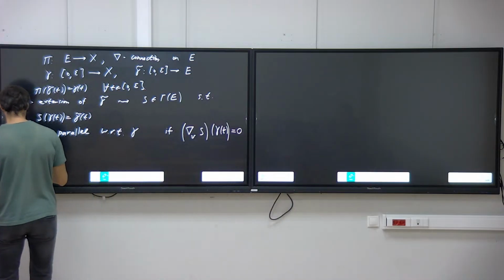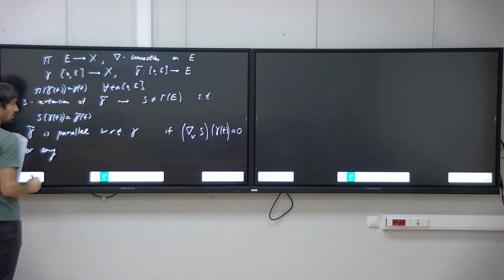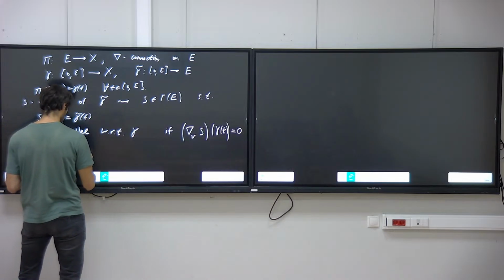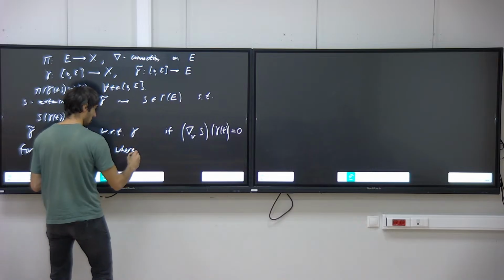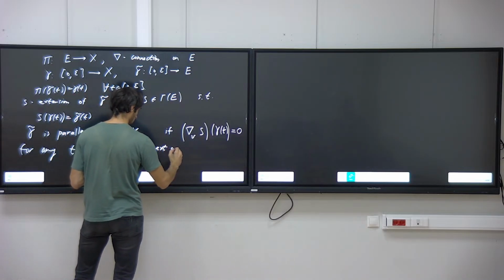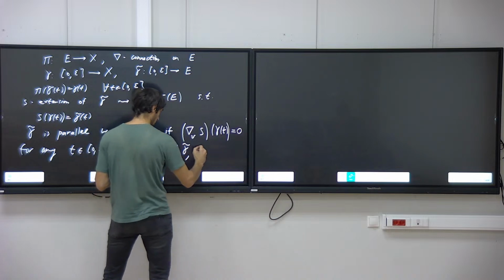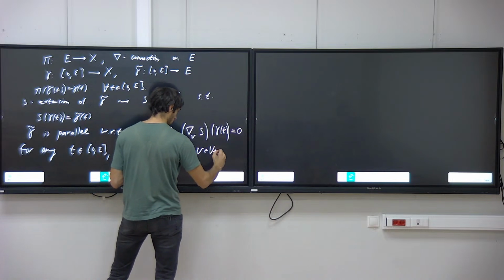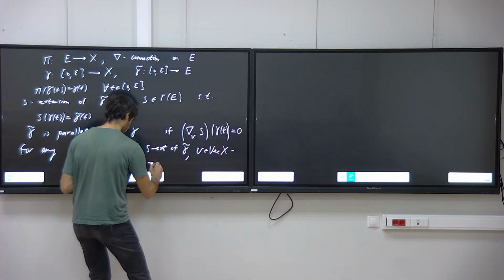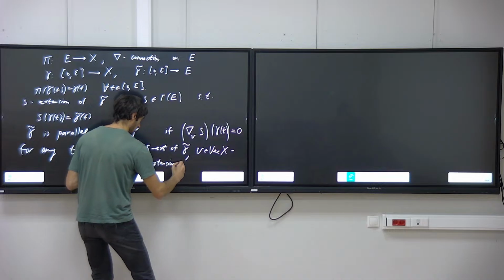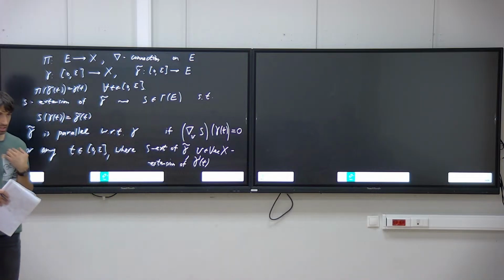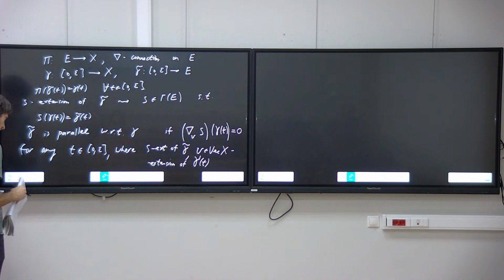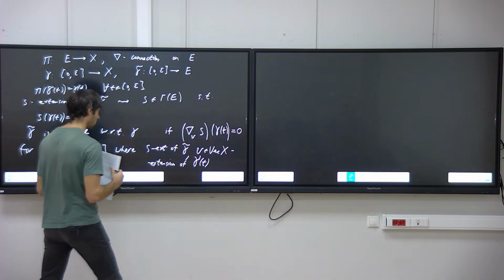For any t from 0 to epsilon, and here S is an extension of gamma tilde, and V, which is a vector field on X, is an extension of gamma prime of t. So this is a curve in T X, right? And V is the extension of this curve.